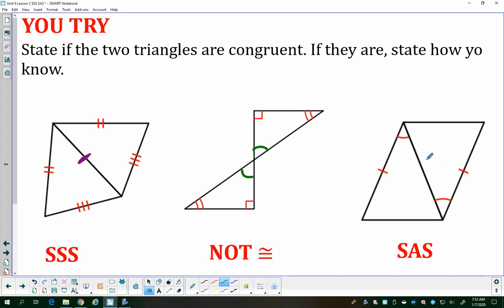And in this one, again, I have reflexive property. I'm going to put two tick marks because I have sides with one tick mark already. And the angle in this triangle marked is between the two sides marked. The angle in this triangle that's marked is between the two sides that are marked. And so that is side, angle, side.